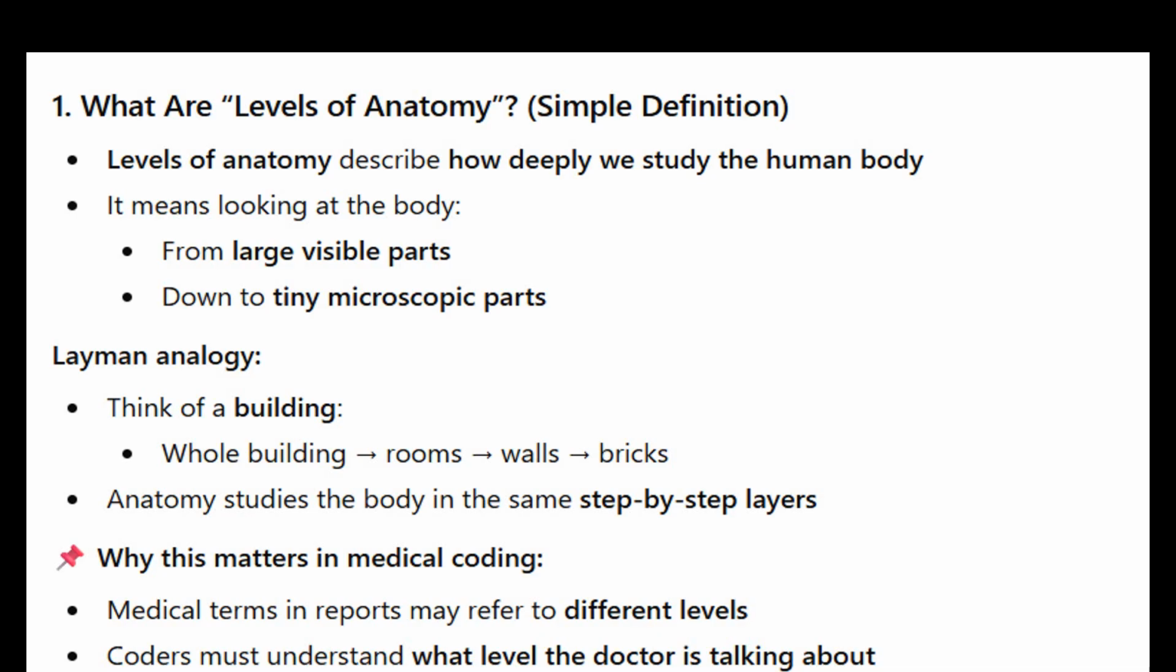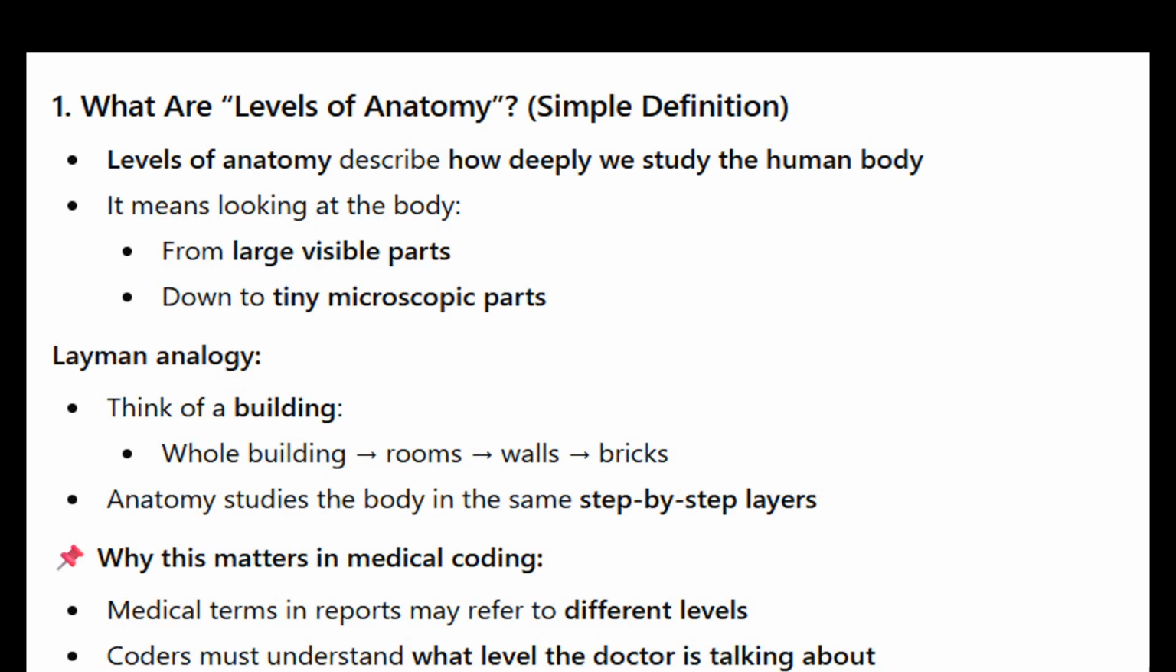If someone is studying the human body from the larger visible part, let's say firstly we are focusing on the heart, then its walls and veins and other basic stuff. These are all layers. So studying the human body step by step according to the layers is considered the levels of anatomy. I think with this, the definition is quite clear. Now we will try to understand why this matters in medical coding, and why it is important.